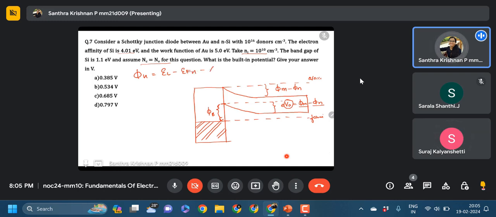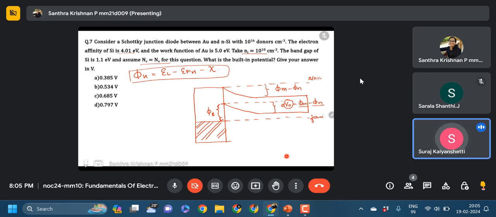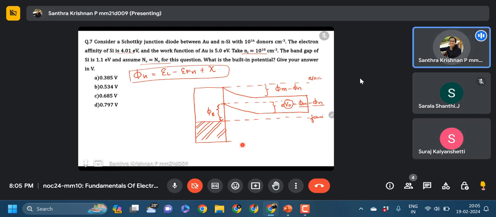Plus psi. Ec minus EFN. Think about a normal n-type semiconductor. Plus sign, no? Yeah, plus psi. Okay, I got it now. So now you need to start with finding these two, Ec minus EFN. And for finding Ec minus EFN, you can use the equation for n. Let me show you the equation sheet.